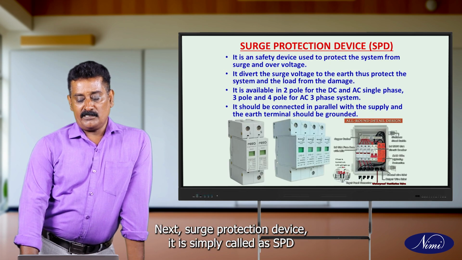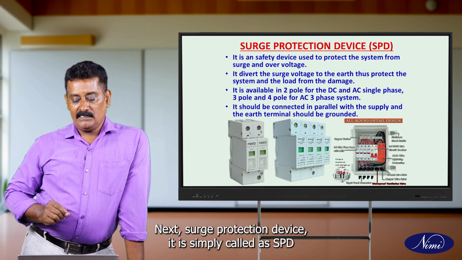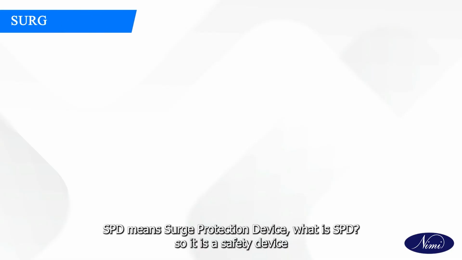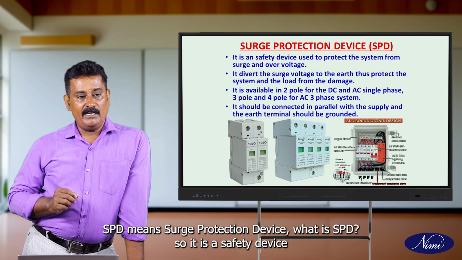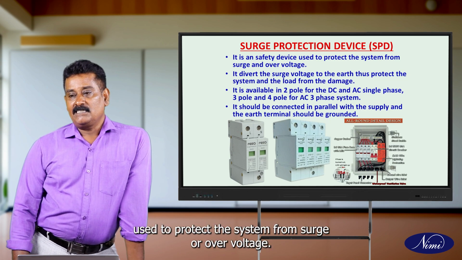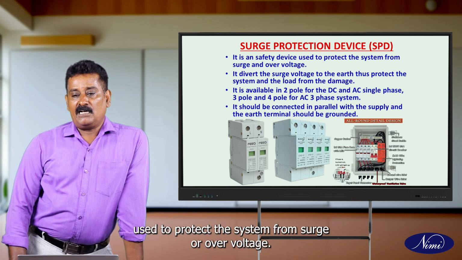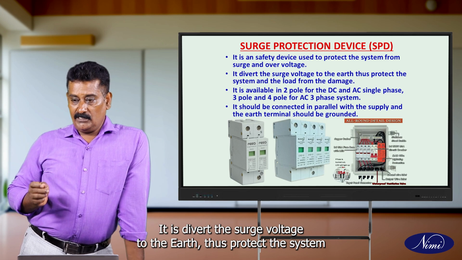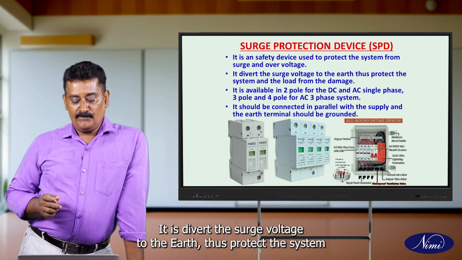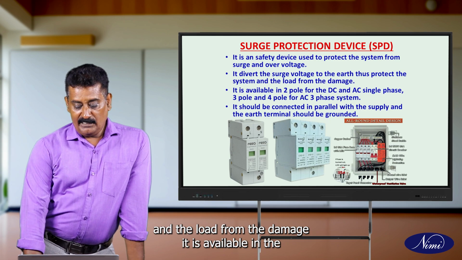Next is the surge protection device. It is simply called SPD. SPD means surge protection device. What is SPD? It is a safety device used to protect the system from surge or over voltage. It diverts the surge voltage to the earth, thus protecting the system and the load from damage.